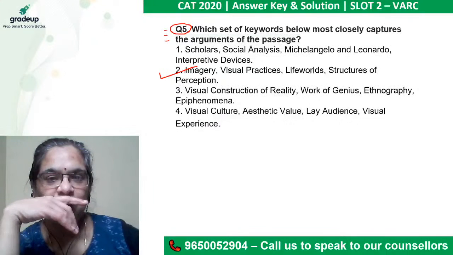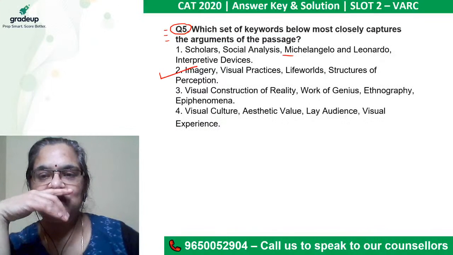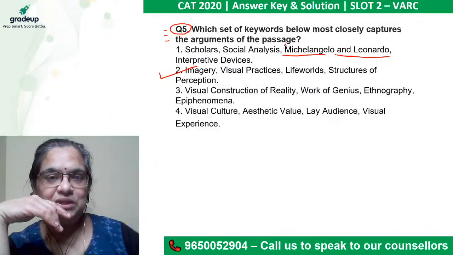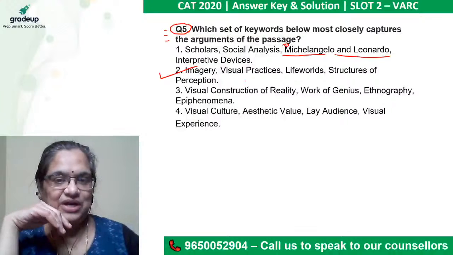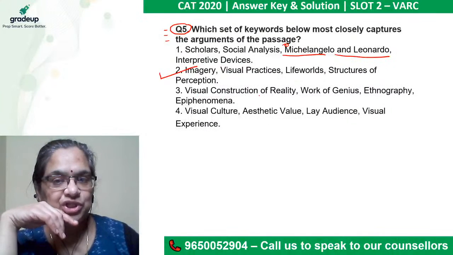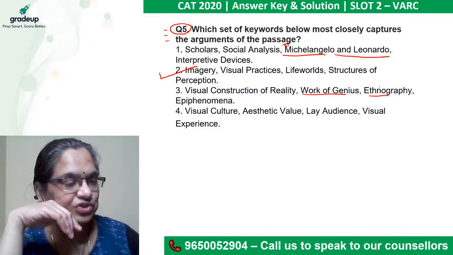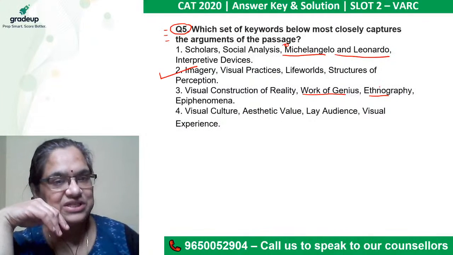Okay. Now, if you really look at it, Michelangelo and Leonardo have been given as an example. So this would not be the main point. Example of the point that he was trying to make. Visual construction of reality, work of genius again. Ethnography again was not part of the main point. One of the words he used, epiphenomena.